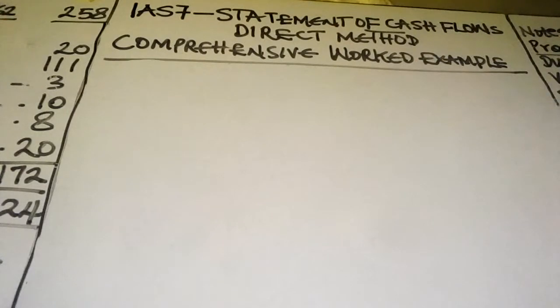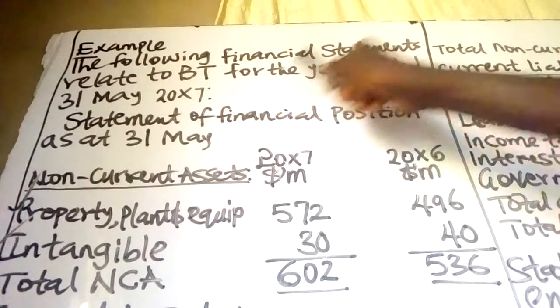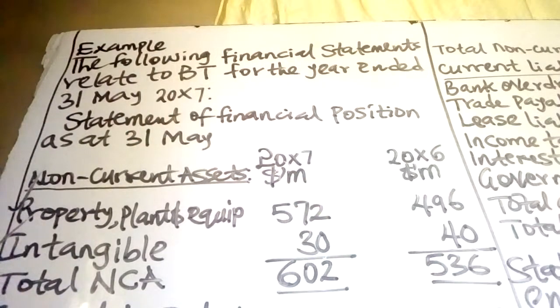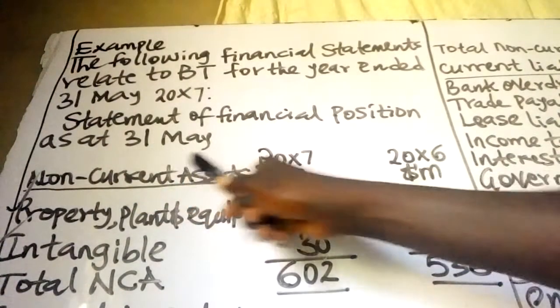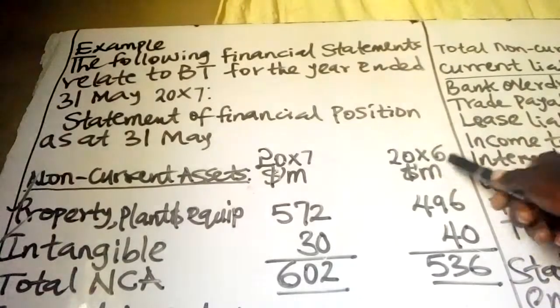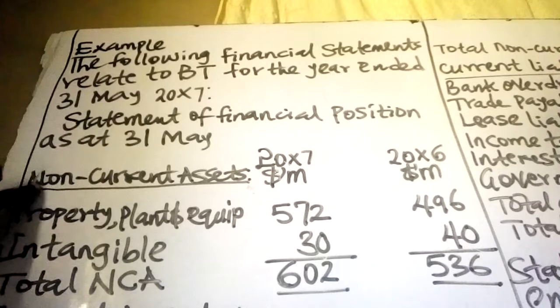IAS 7 statement of cash flows. This question is obtained from the Kaplan ACCA study test. The following financial statements relate to BT for the year ended 31st May 20x7. You are given the statement of financial position as at 31st May 20x7 and 20x6 respectively. The first item is non-current assets.